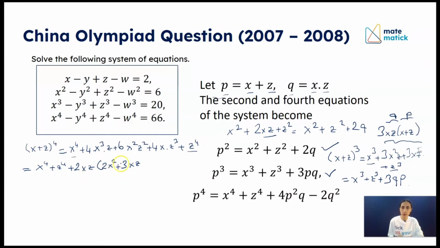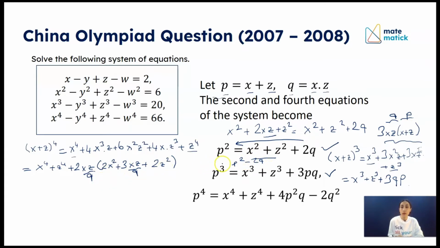So here we have 3xz. When I multiply these two, I will get 6x squared z squared plus 2z squared. Now here I know that xz is equal to q, and I have 2x squared and 2z squared. So from here I know that x squared plus z squared is equal to p squared minus 2q, when I put this 2q to the other side. So this is p cubed minus 2q.